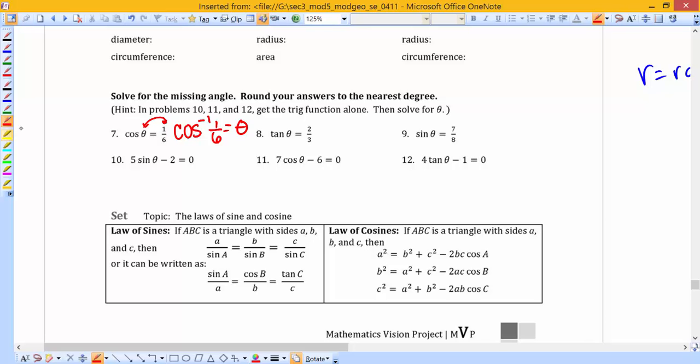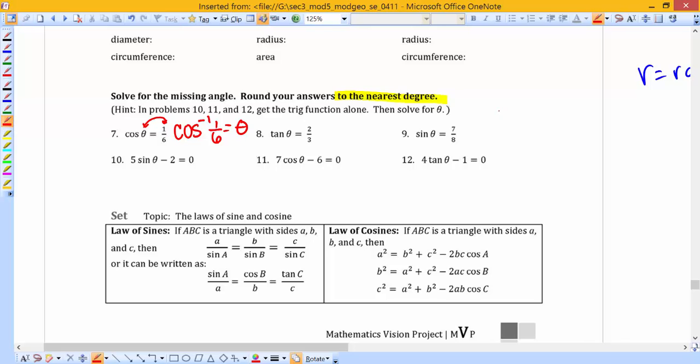Because it wants my answer to the nearest degree, my calculator needs to be in degree mode. So double check that your calculator is in degree mode. And since this one is asking for cosine, if you find your cosine button, it says cosine to the -1 above the cosine. So that's second cosine.